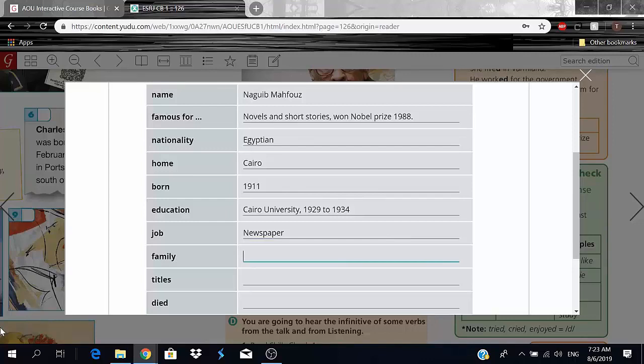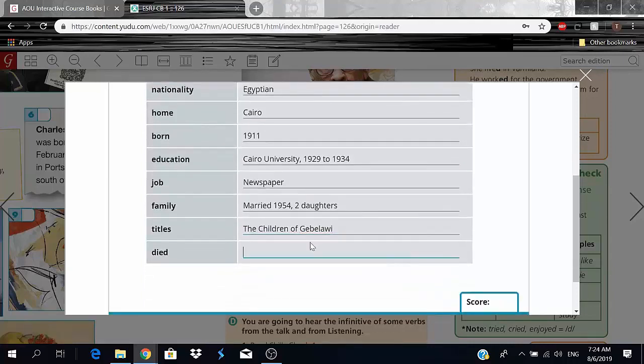And then we have family. Yep, he did get married in 1954. So married 1954. And we could also add he had 2 daughters as well. And then we have titles, and I think she said her favorite book was The Children of Jibalawi. That was the title of the book. Children of Jibalawi. And finally, he died in 2006.